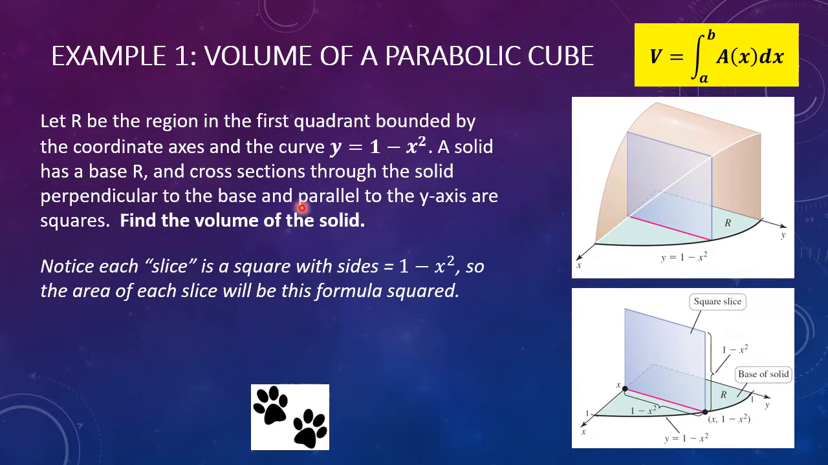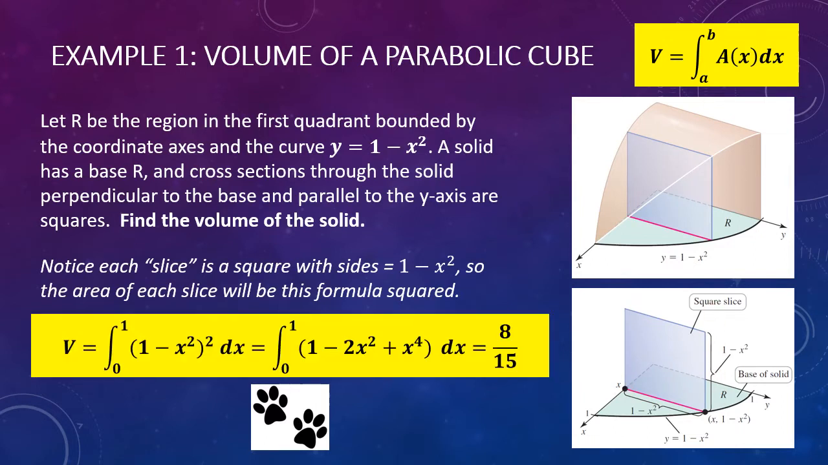The integral, notice we're going from 0 to 1, of (1 minus x squared) squared dx, because that's side times side, length times width, they're both 1 minus x squared. If we FOIL that out, we get the integral from 0 to 1 of 1 minus 2x squared plus x to the 4th dx. This is a very simple integral that you should be able to solve. I'm not going to go into details on this one, and the answer is 8/15.